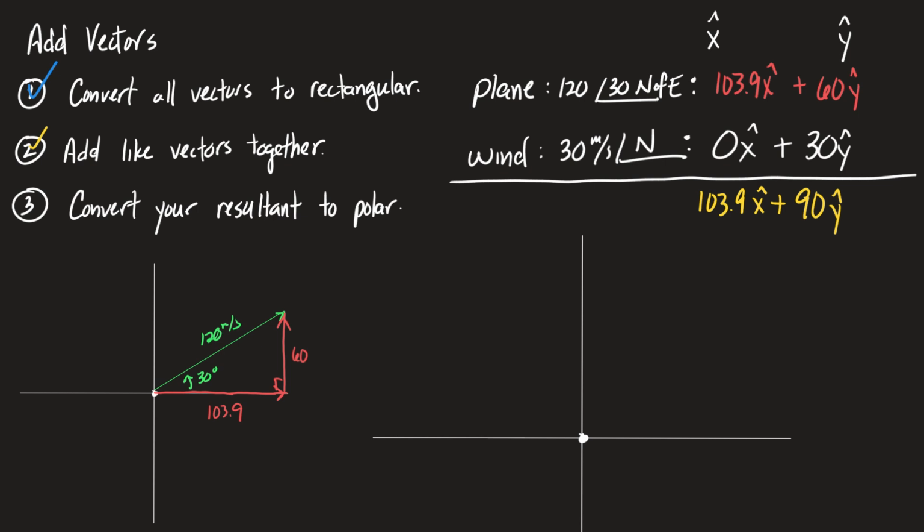And the difference is I have the components now. I know that I'm supposed to go 103.9 in the x direction. Right? It's a set of instructions. And then I need to go 90 in the y direction. And these are the rectangular components that make up the vector for the plane. So the plane actually has a velocity that looks like that green line. And this is the angle it actually makes. I need to find r and theta.